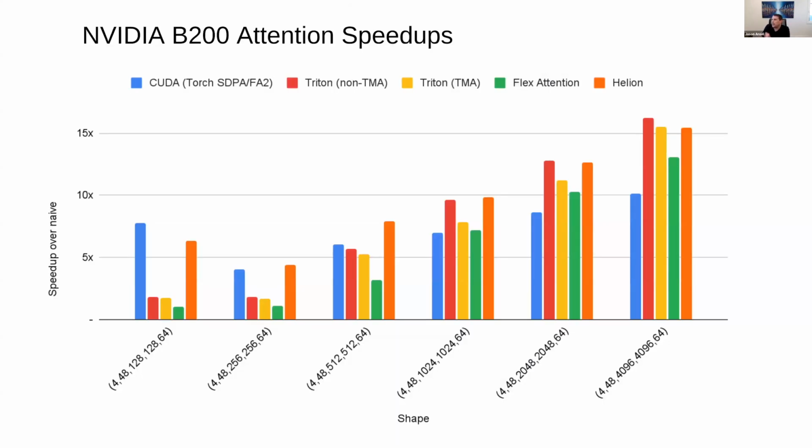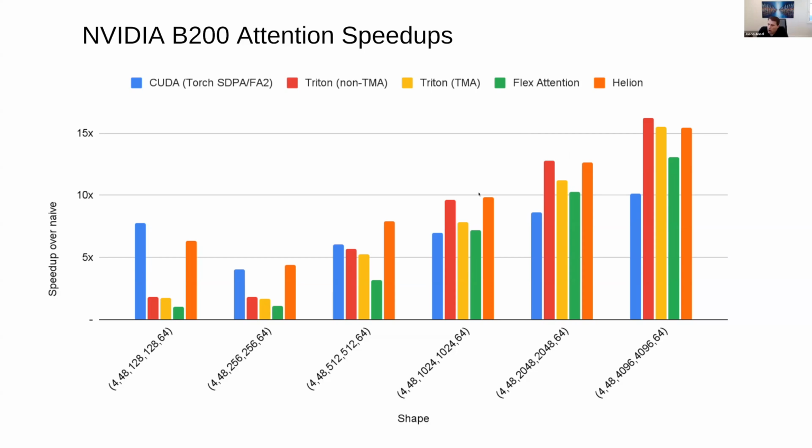So here's some performance data for attention. Here I have a CUDA version of attention, which is basically just calling torch scaled dot product attention, which under the hood uses Flash Attention 2. I then have three different Triton attentions: the non-TMA Triton attention from the Triton repo, the TMA version of it also from the Triton repo, then Flex Attention, which is a template-driven version built into PyTorch, and then the Helion version. And here I'm showing speedups over a naive implementation of attention in PyTorch.